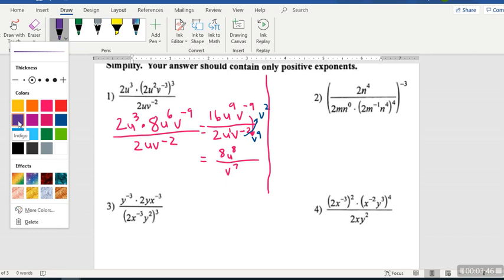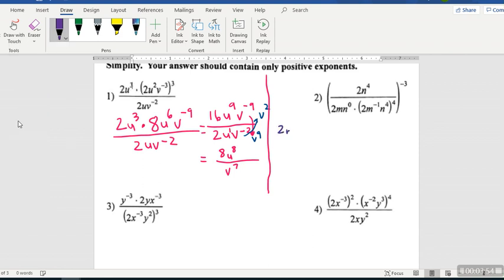All right, so let's take care of this inner set of parentheses first. So the 2 to the 4th is going to stay the same. And we have over 2m. Now, n to the 0 equals 1. So all we have here is really 2m times 1. Just going to cross that out.